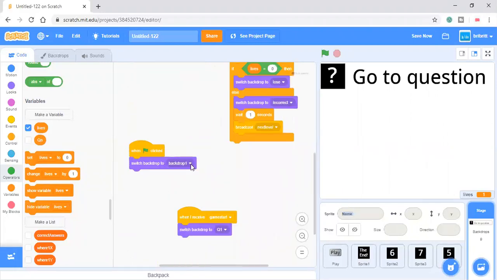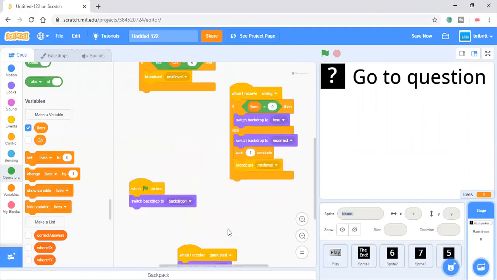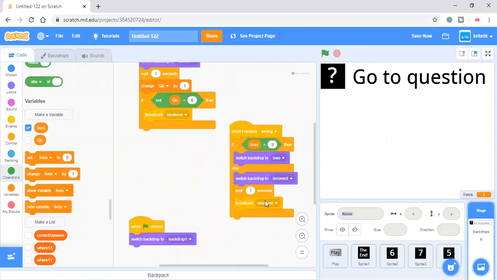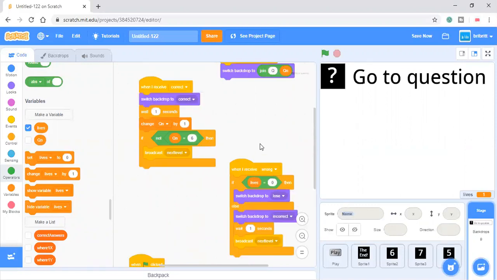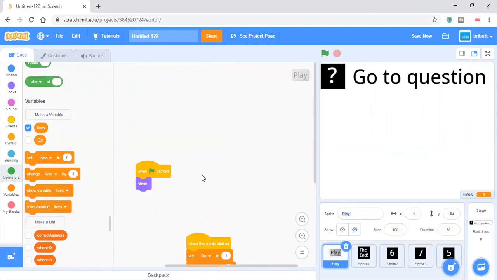When the green flag is clicked, switch backdrop to backdrop 1. And when I receive game start, switch backdrop to question 1. Wait, why do we put broadcast next level over here? All right, it goes like this. Actually, next level will just put it to the level that is the question number. So we just have the same question number. So it's basically resetting the level, not going to the next level. So now we have our play button.